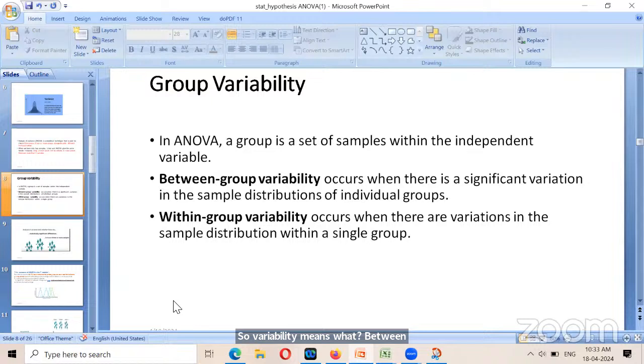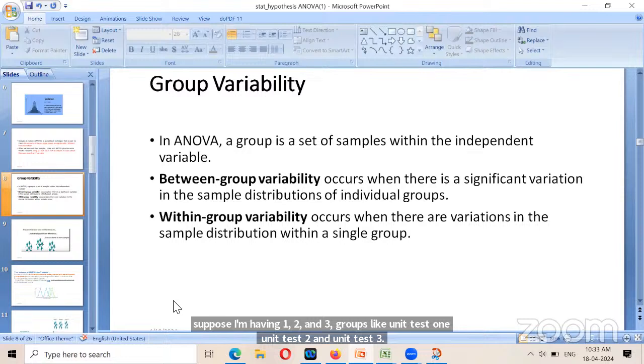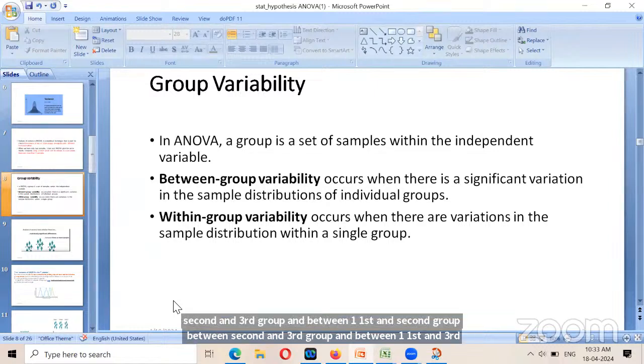So between the group means, suppose I'm having 1, 2, and 3 groups, like class unit test 1, unit test 2, and unit test 3. So I can compare between first and second group, between second and third group, and between first and third group. That is between the group variability.